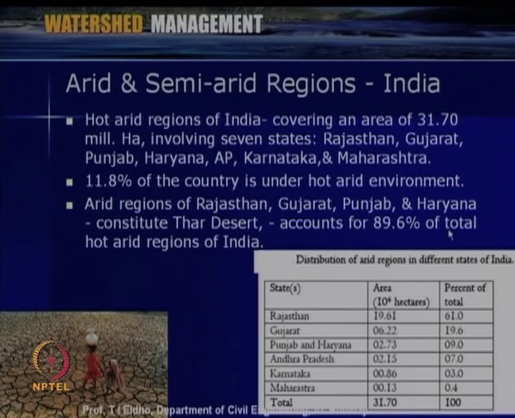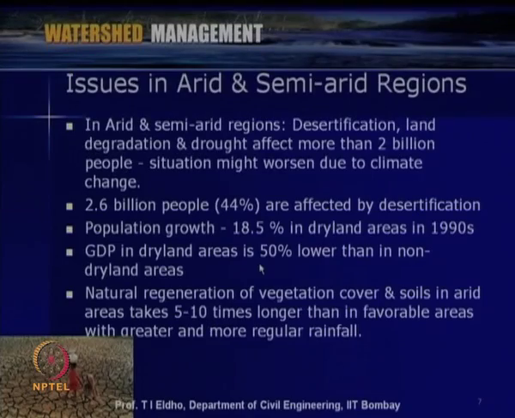Here we have to differentiate the hot arid regions and normal arid regions. As far as India is concerned, the arid regions distribution is shown in this table. For example, in Rajasthan about 19.61 million hectares and 61%, Gujarat 19.6%, Punjab and Haryana 9%, Andhra Pradesh 7%, Karnataka 3%, Maharashtra 0.4%. This shows the statistics of the distribution of arid regions in India.